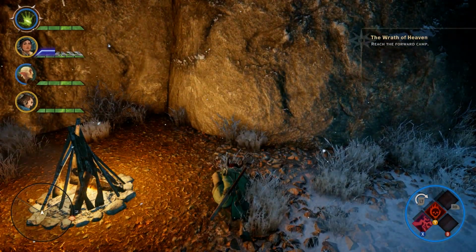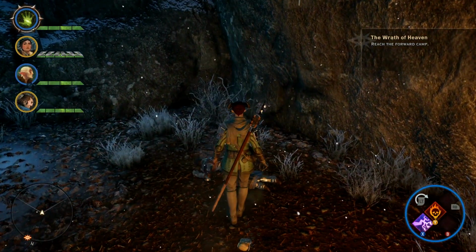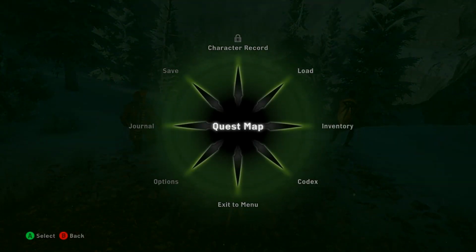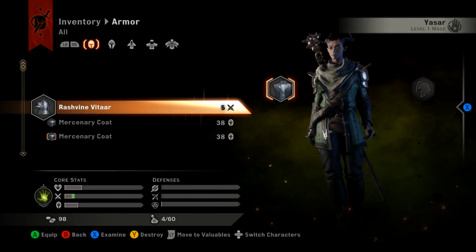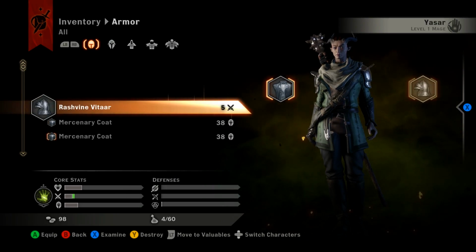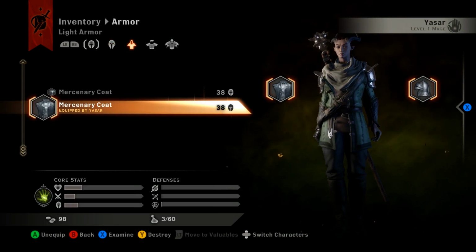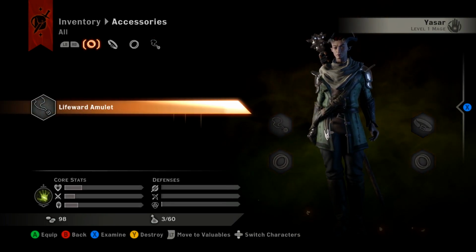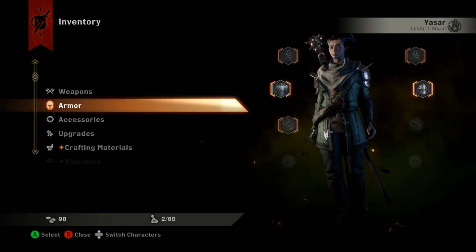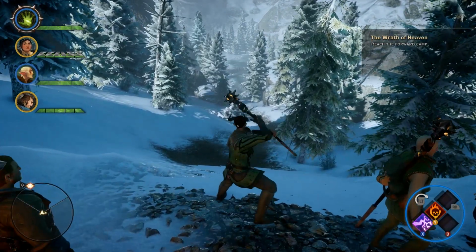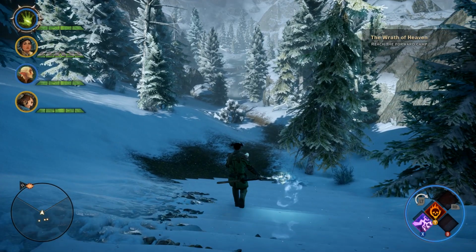Alright, what we got? Some iron. Some loot. Life ward amulets. Armor, let's see. Should probably wear the helmet. Alright, where are we supposed to be heading? Okay, that way, apparently.